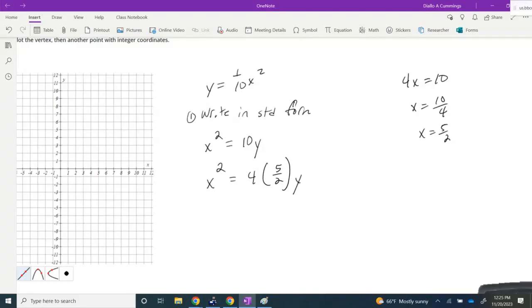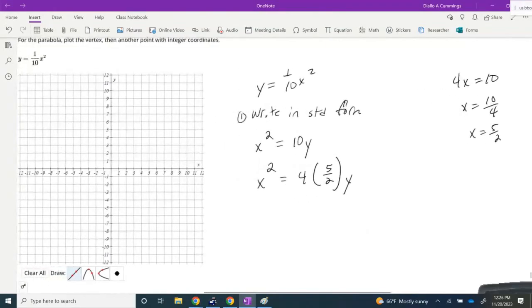So that's going to be 5 halves. Does everybody agree with that? Because if you multiply 4 times 5 over 2, 4 times 5 is 20, and 20 divided by 2 is 10. So 5 halves is that magic number. That's the distance from the vertex to the focus, or the distance from the vertex to the directrix. So that's going to be needed on the graph.